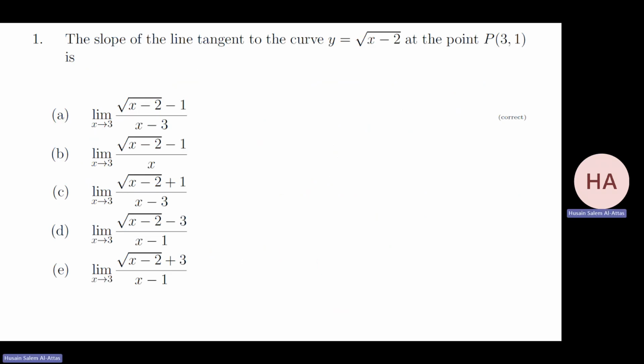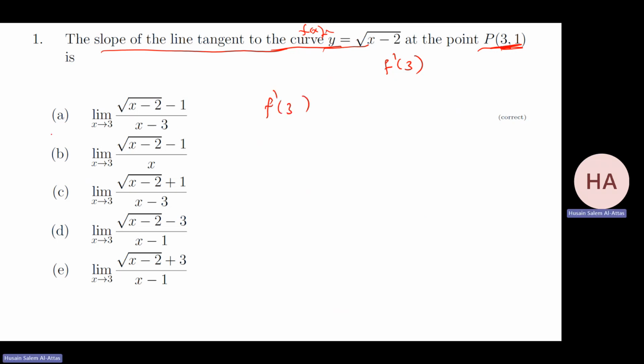The slope of the line tangent to this at this point. What's the meaning of slope of the line tangent to this? Assume this is f of x. What they want is f prime at 3. Slope of the tangent line to the curve at the point is f prime at 3. So I need to find f prime at 3.